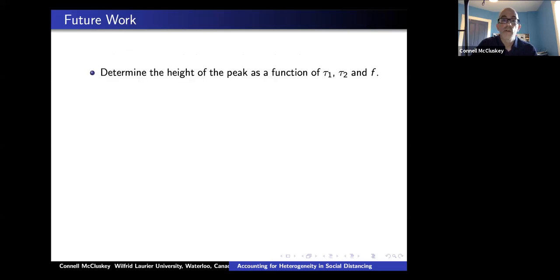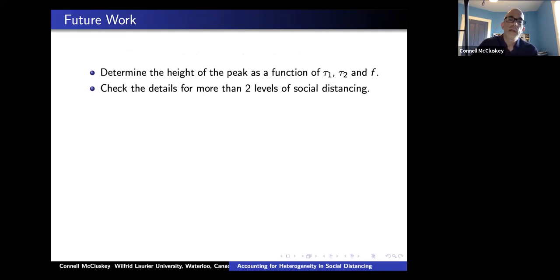So some stuff to look at in the future is, I'd really like to figure out the height of the peak as a function of the input parameters tau1, tau2, and f. And Jane Heffernan kind of steered me in that direction with a good reference, so I think I can make some progress on that.